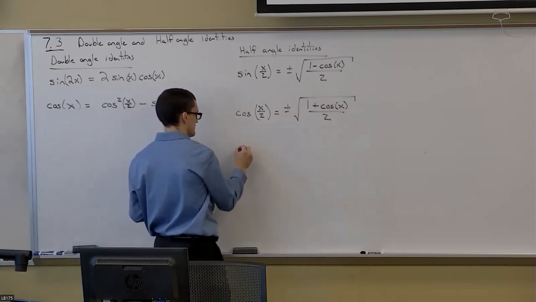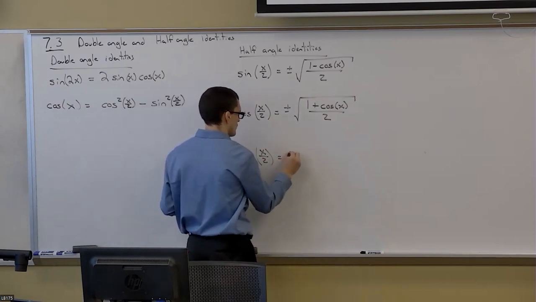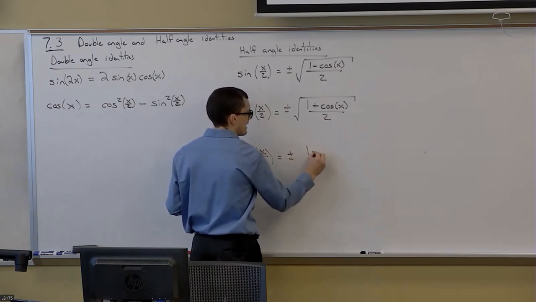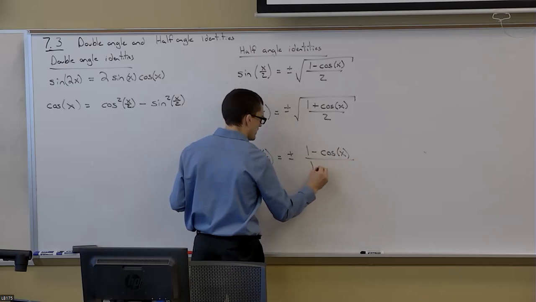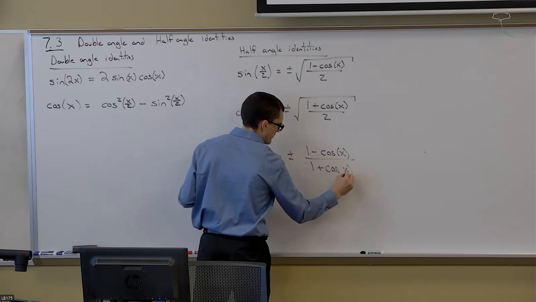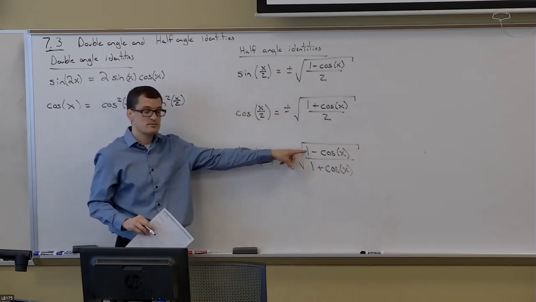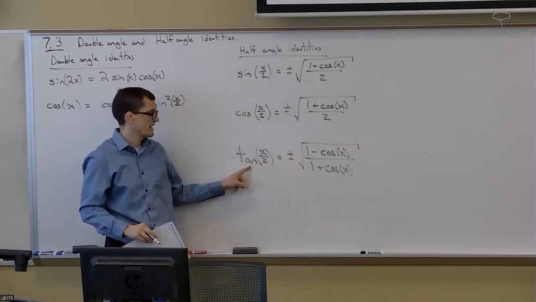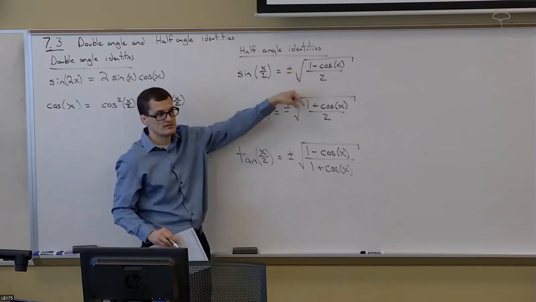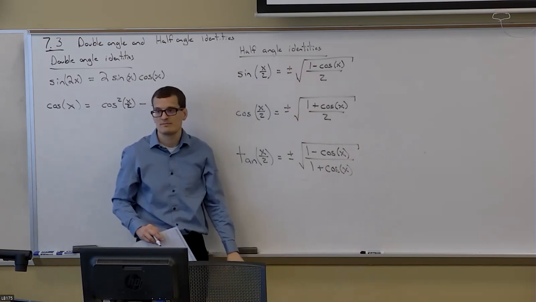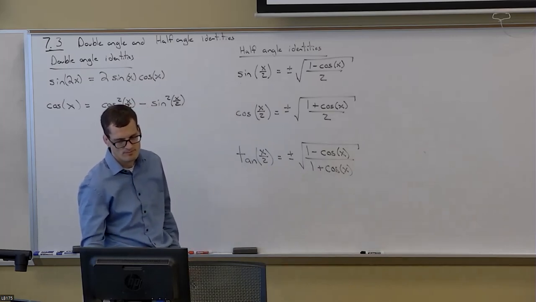And then for tangent of x over 2, you end up with plus or minus 1 minus cosine of x, divided by 1 plus cosine of x, all underneath the square root. But you know where this comes from? This comes from just the fact that tangent is sine divided by cosine. So if you take this one divided by this one, the twos cancel out, you'll be left with 1 minus cosine on the top, 1 plus cosine on the bottom. Yeah, with the square roots. Okay.